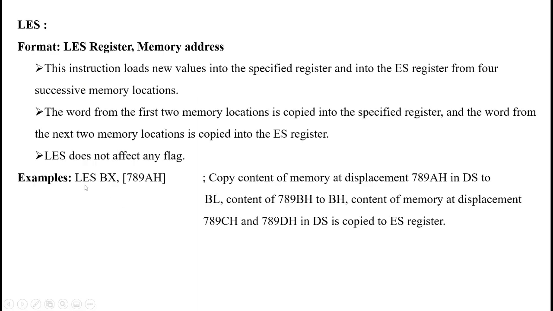See here example, LES BX comma 789AH. So in this 789AH, I have the data 11, 12, 13 and 14. First 16-bit 11 and 12, so it is a 16-bit data that will be loaded in BX register. Next 13 and 14 will be loaded in extra segment register. So these are all data transfer instructions.